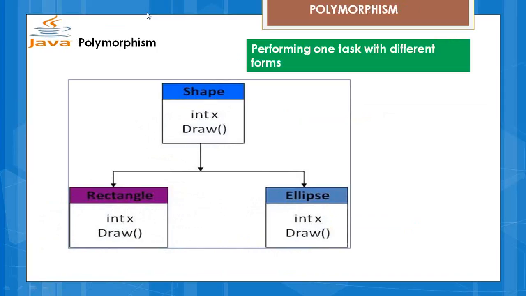Now we'll come to the most important topic. Any language which is declaring itself as an OOPS language must have polymorphism in it. It's a key feature. Poly means many, morphism means forms. So performing one task with different forms is polymorphism. Whenever we want to perform one task with different forms, it's polymorphism.